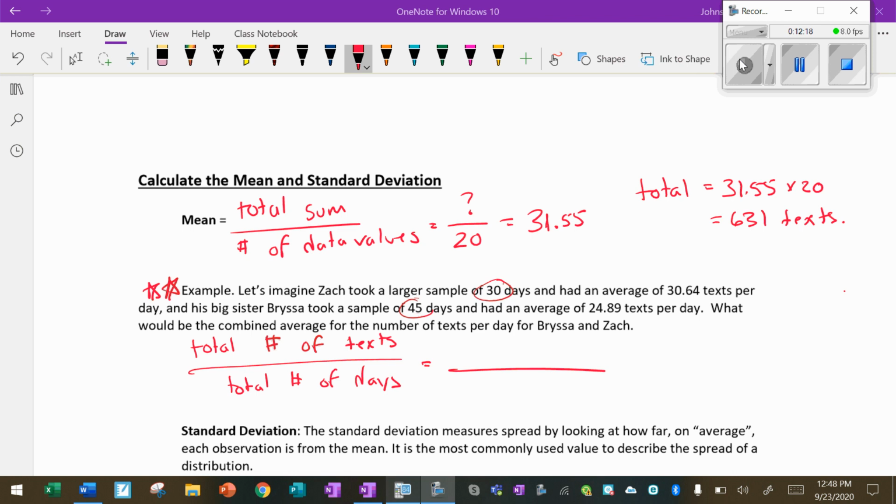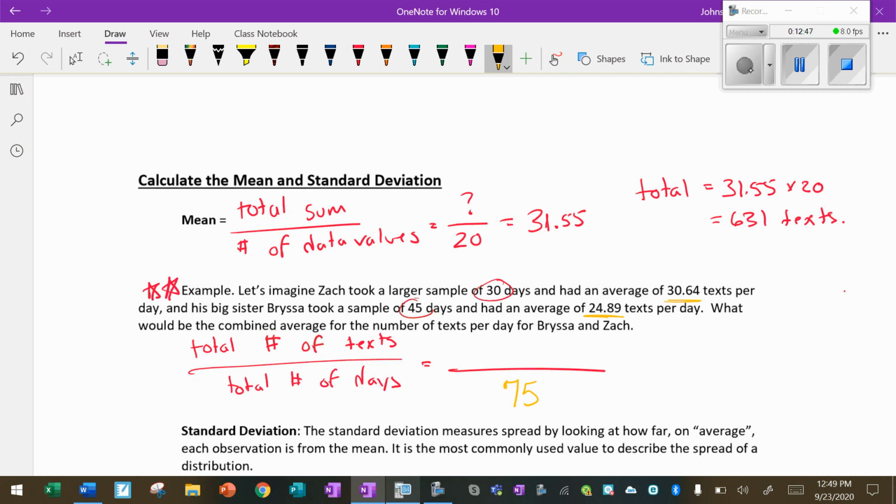So we are trying to find the combined average for Zach and Brissa. I believe I was saying we can't just take these two numbers and add them up and divide by 2 because they're not an equal representation of days. So what do we do? Well, the total number of days that we're taking into account is 30 plus 45, which is 75 days. All right, what's the total number of texts?